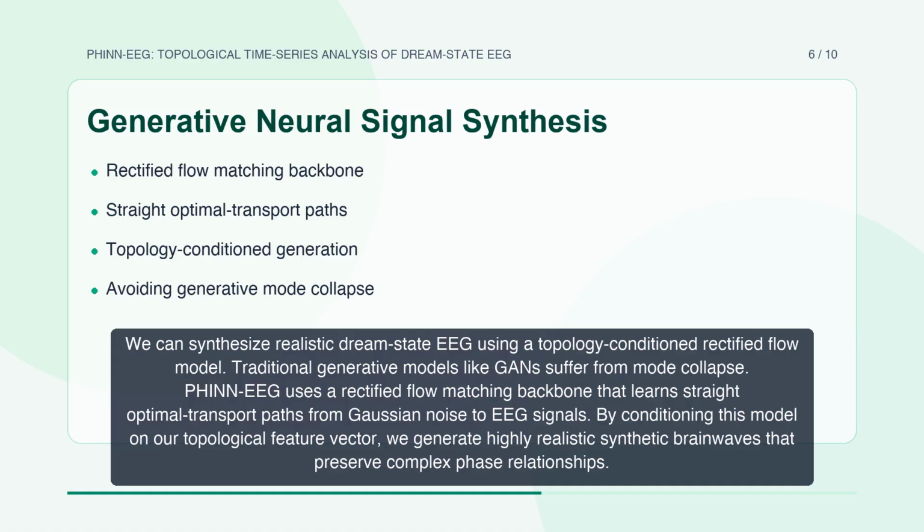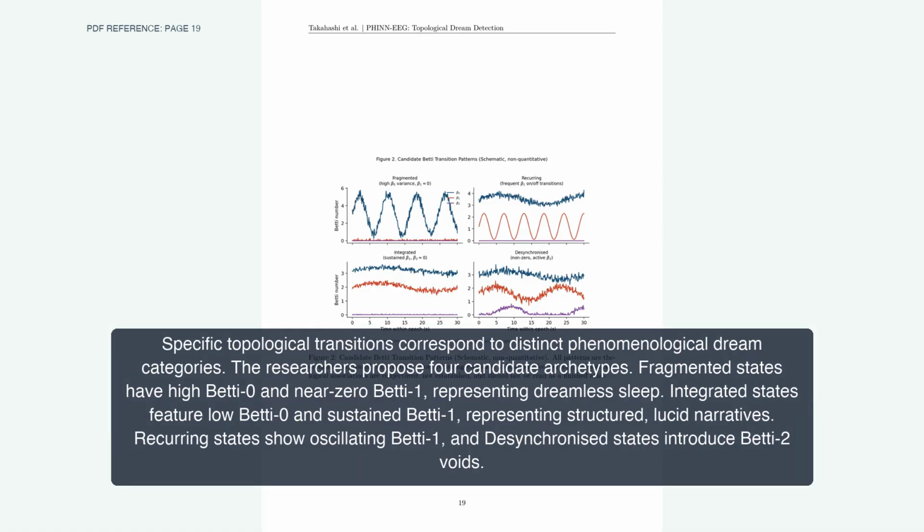Traditional generative models like GANs suffer from mode collapse. PHINN-EEG uses a rectified flow matching backbone that learns straight optimal transport paths from Gaussian noise to EEG signals. By conditioning this model on our topological feature vector, we generate highly realistic synthetic brainwaves that preserve complex phase relationships. Specific topological transitions correspond to distinct phenomenological dream categories.